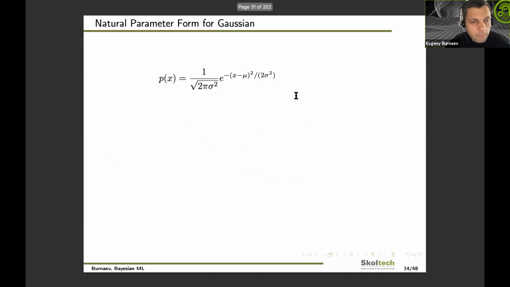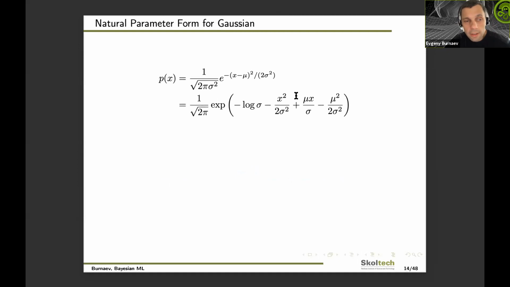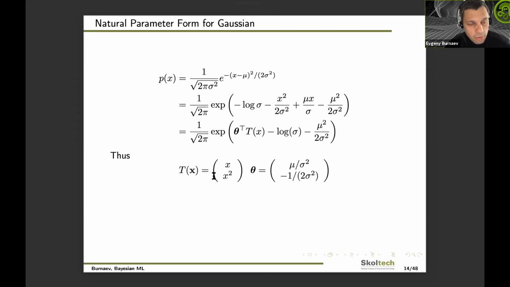Let's consider the case of the Gaussian distribution. The situation is the same, so we open brackets here. We define the statistics t of x equal to x squared. So now this statistics t of x isn't one-dimensional, it is two-dimensional, and the vector of parameters theta is also two-dimensional.